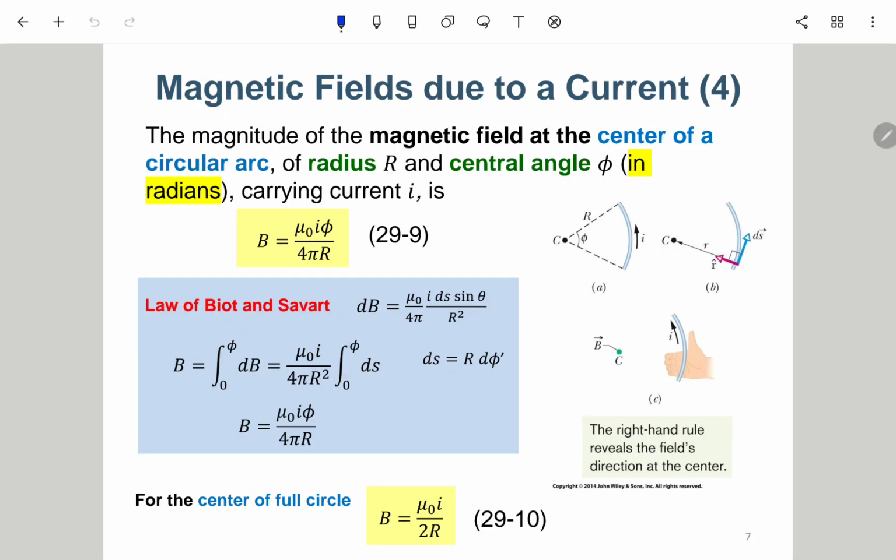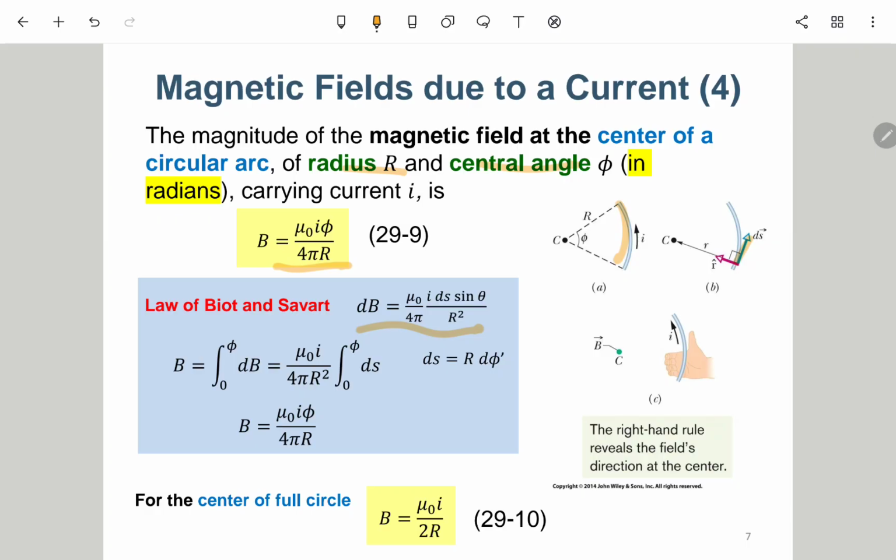So here we talk about the magnetic field due to an arc. Okay, so here we have a circular arc of radius r, and the central angle is phi. The expression will look like this, and we can actually use the Biot-Savart law to derive this formula. Okay, so ds is a tangent line to this arc, and r hat is always the radius direction.